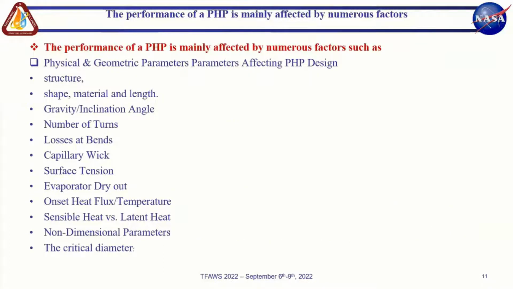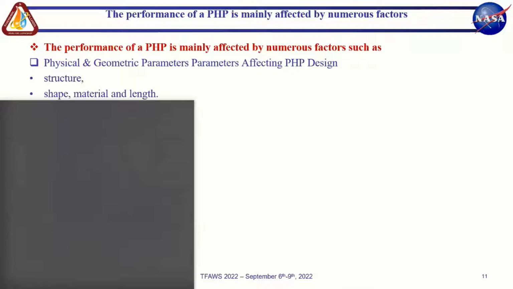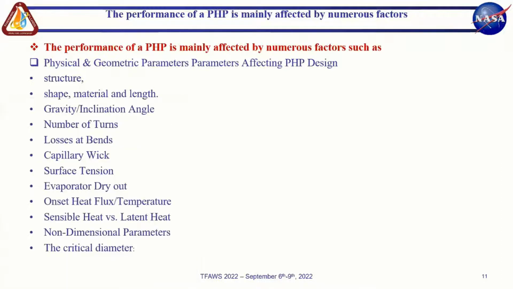Thank you. Thanks again. The performance of the heat pipe may be affected by numerous factors, which are illustrated in the figures, and significant physical and different parameters affecting PHP designs. These are structure, shape, material and length, gravity, inclination angles, number of turns, loss of bends, capillarity, surface tension, evaporator dryouts, onset effects, compressibility, changeable heat loads, latent heats, non-dimensional numbers, and the critical diameters. Next, kindly.